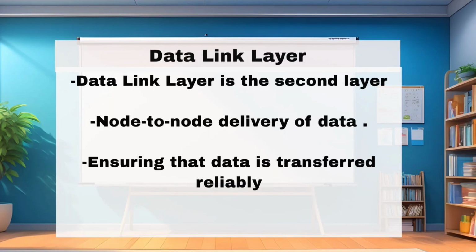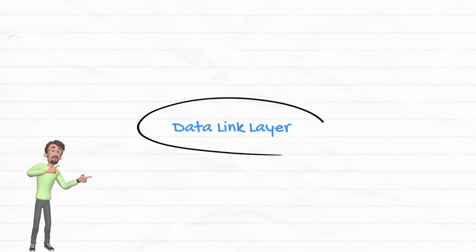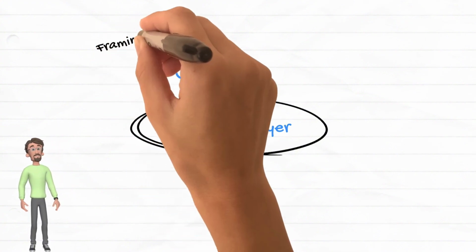The data link layer is the second layer, layer 2, in the OSI model. It is responsible for the node-to-node delivery of data, ensuring that data is transferred reliably across the physical link connecting network nodes. Here are the functions of the data link layer explained with examples.